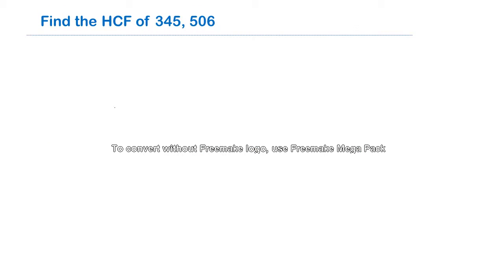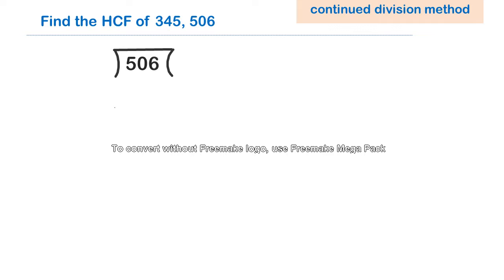Our next topic is to find the HCF of 345 and 506 by the continued division method. In this method, divide the bigger number 506 by the smaller number 345. See the table. 690 is bigger than 506, so we take 345. So write 345 below the 506.